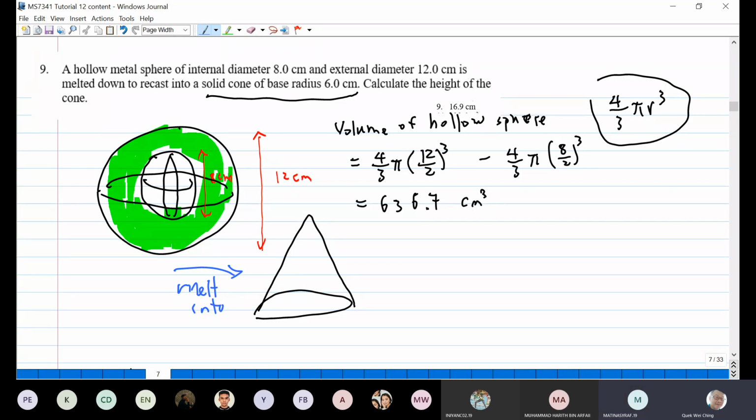And what do you say about the cone here? The radius is 6 now. So this cone here, the radius at the base is 6 cm. What they want is to find the height of the cone. The height of the cone is this one. This is the height of the cone here, so you draw it right here.